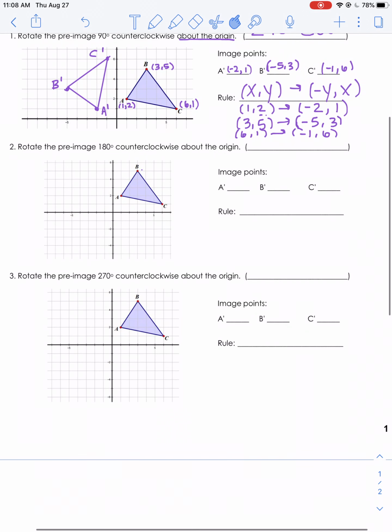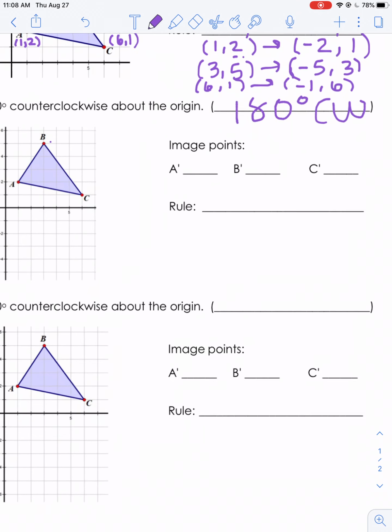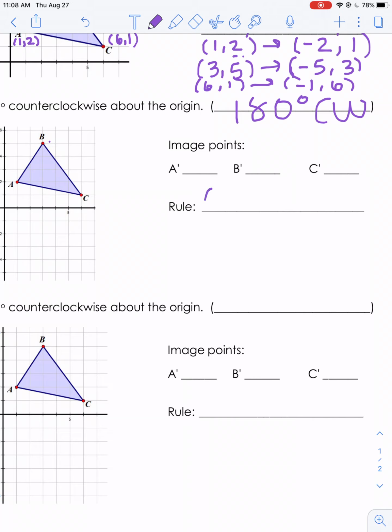And now for this one, if I go 180 degrees, 180 degrees is half a circle, right? So 180, whether I go counterclockwise or clockwise, will always take me around halfway. So 180 counterclockwise is the same as 180 clockwise. Now the rule for 180 is that the pre-image (x, y) becomes the image (negative x, negative y). And remember, it means they change sign, not that they are necessarily going to be negative.